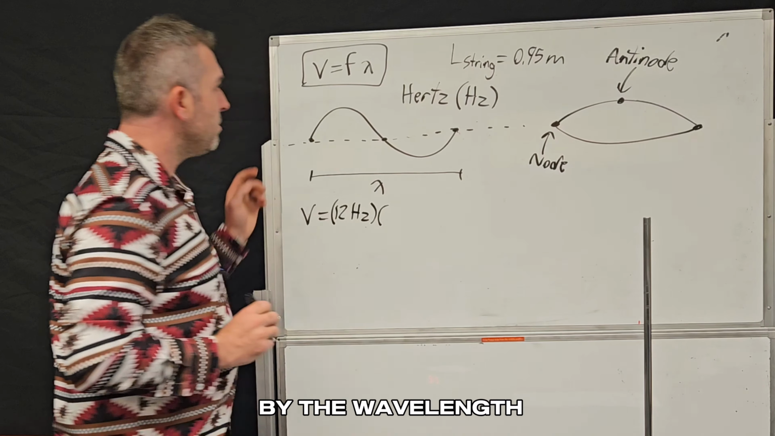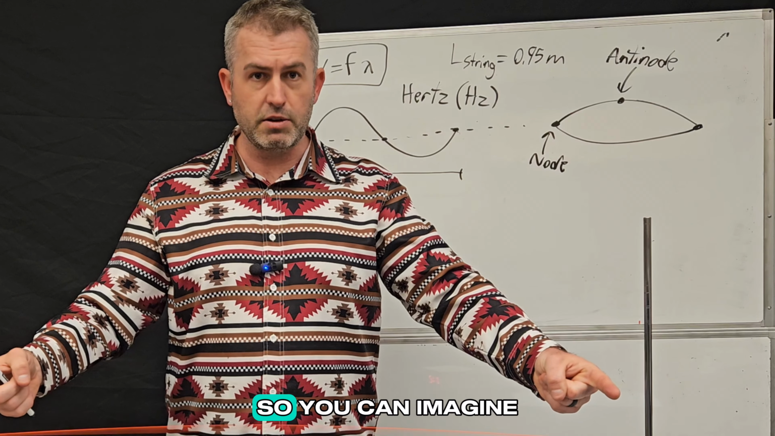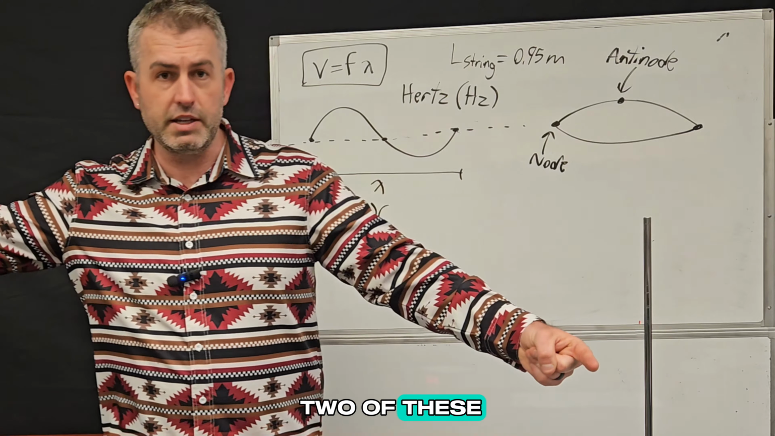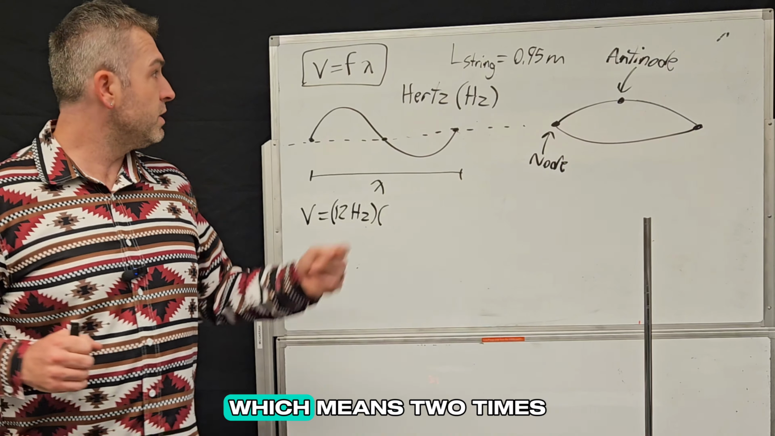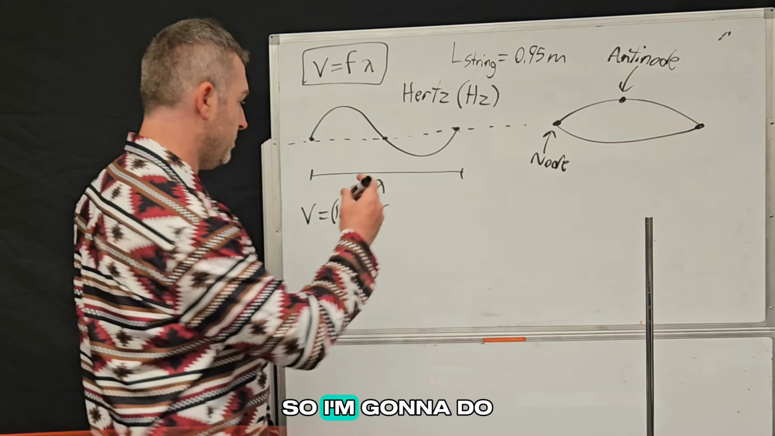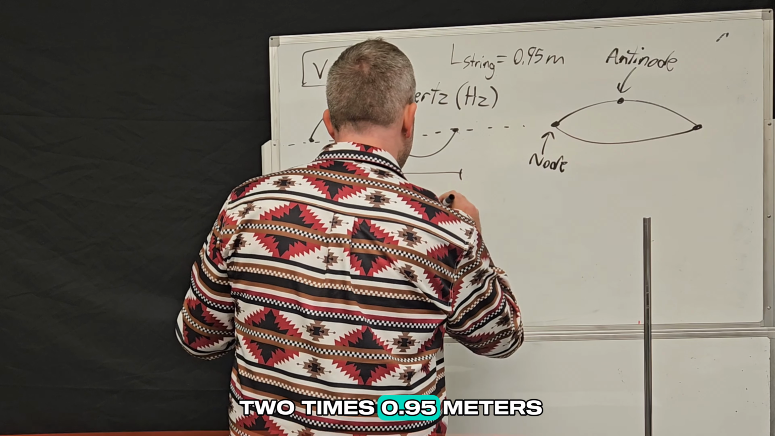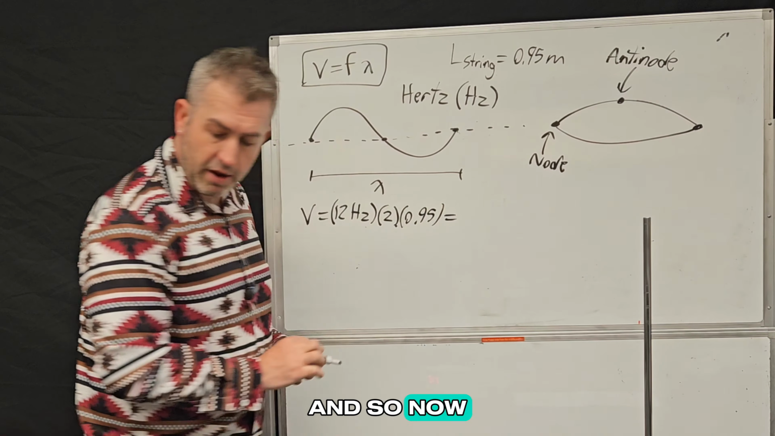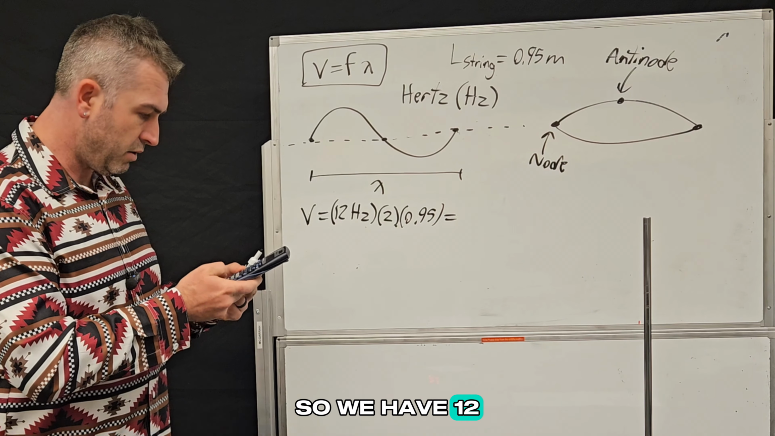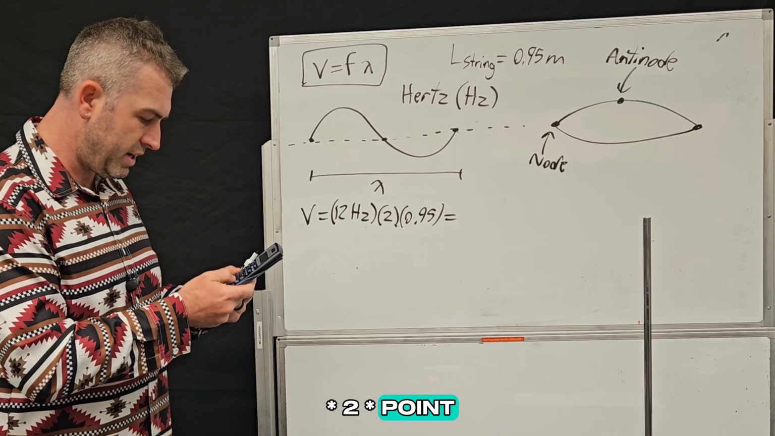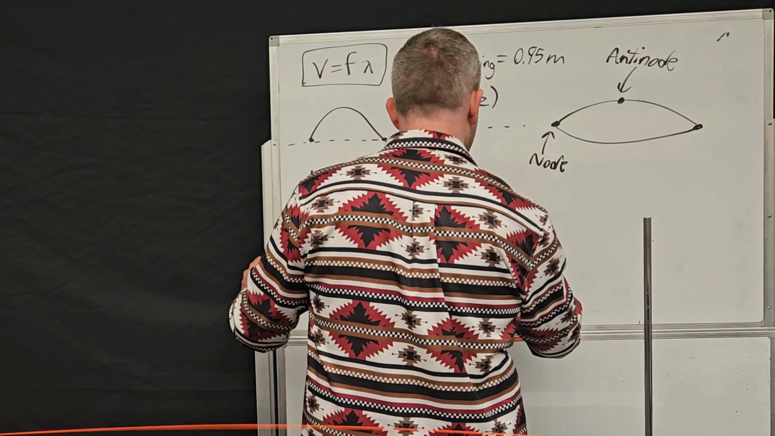And I'm going to multiply by the wavelength. And remember, this is half of a wavelength. So you can imagine that if I had 2 of these, I would have a full wavelength. So I need twice the length of the string, which means 2 times this value. So I'm going to do 2 times 0.95 meters. And so now I can calculate the velocity of this wave as it travels through the string. So we have 12 times 2 times 0.95, and I get 22.8.